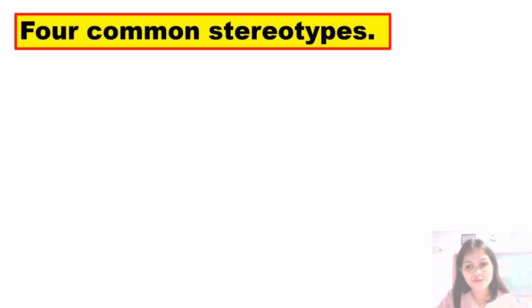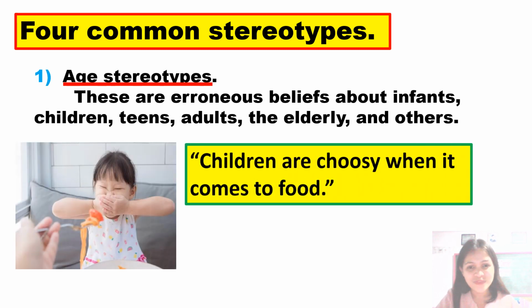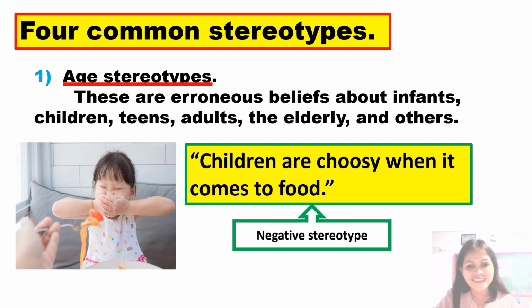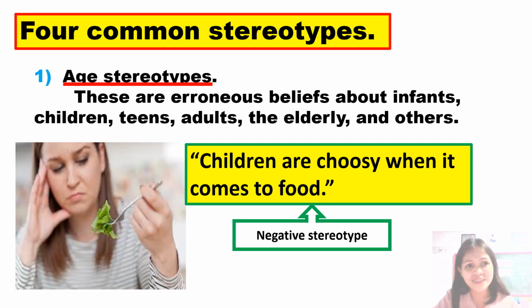Four common types of stereotypes. Number 1, age stereotypes. These are erroneous beliefs about infants, children, teens, adults, the elderly, and others. Example, children are choosy when it comes to food. So that is a negative stereotype. Not all children are picky when it comes to food. In fact, there are also adults who are picky when it comes to food.